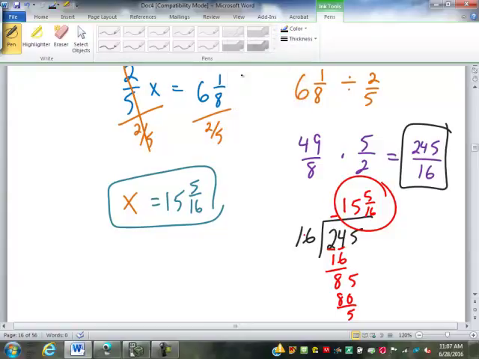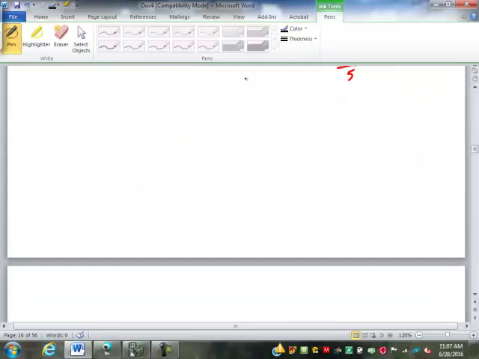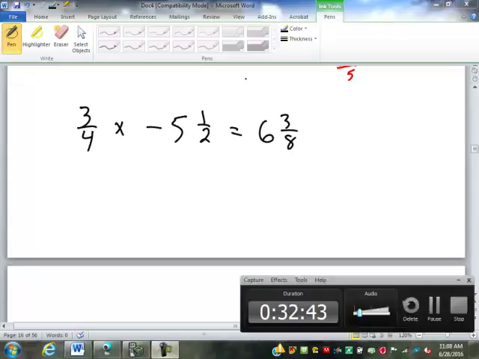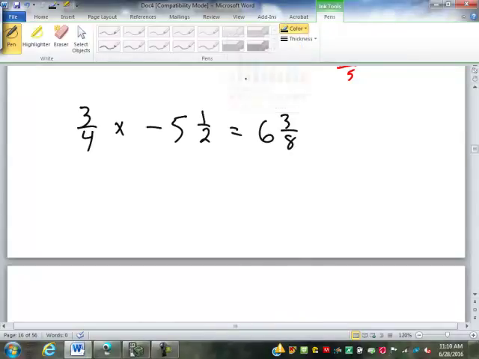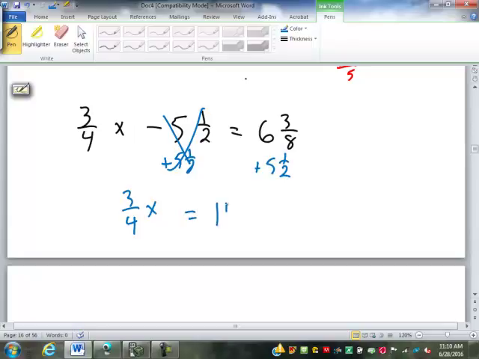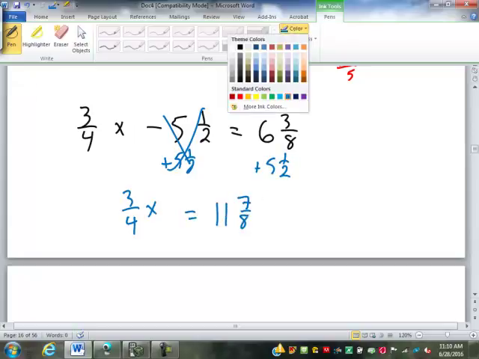Let's have you try one. Give that one a shot in your notes. Where do we start? We're going to add 5 1/2. So that's going to be gone, leaving us with 3/4 x. Adding 5 1/2 over here gives us 11 7/8. Then what?